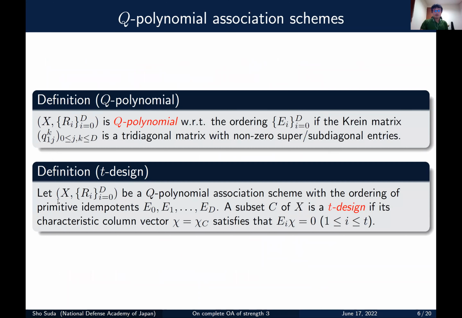One of the important classes of symmetric association schemes is Q-polynomial. The scheme is said to be Q-polynomial with respect to some ordering of the primitive idempotents if the Krein matrix defined by q_1jk, whose jk entry is equal to q_1jk, is a tridiagonal matrix with non-zero super-diagonal and sub-diagonal entries. And designs can be defined in Q-polynomial association schemes. This is the work by Delsarte around 1970.